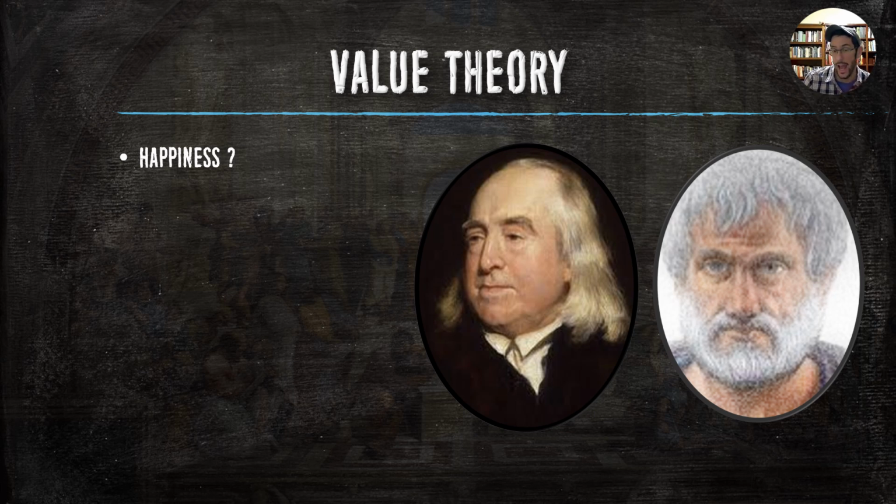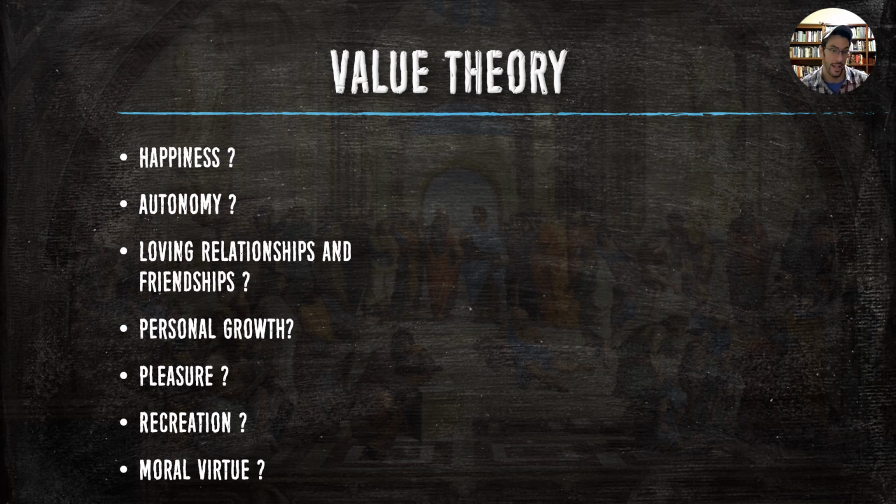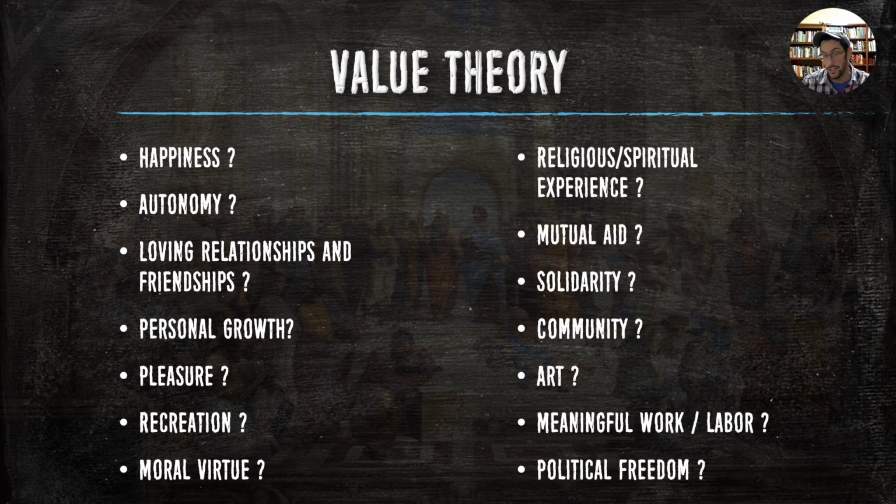In addition to happiness, what are the other precious things in life that are intrinsically valuable, right? That is, valuable in themselves, like autonomy, right? Loving relationships and friendships, personal growth, pleasure, recreation, moral virtue, religious and spiritual experience, solidarity, community, art, having meaningful work and labor in life, and political freedom. And is there a hierarchy among different intrinsically valuable goods? If so, how are the different values and goods ranked, right?